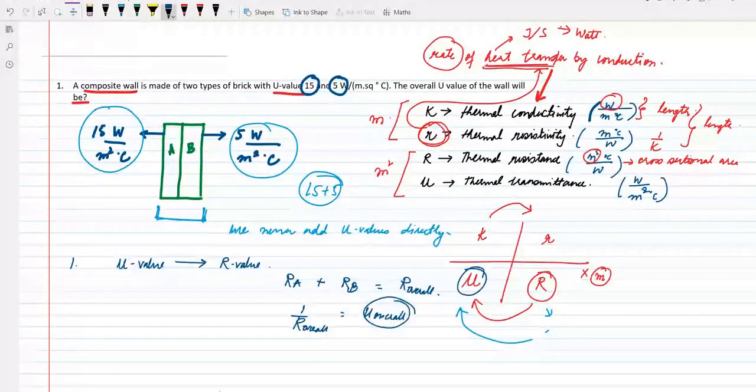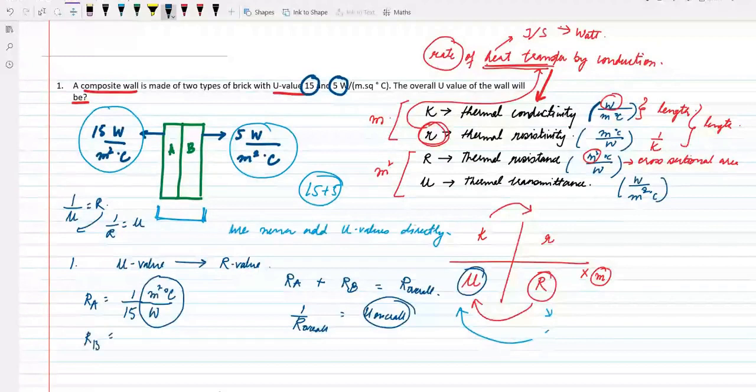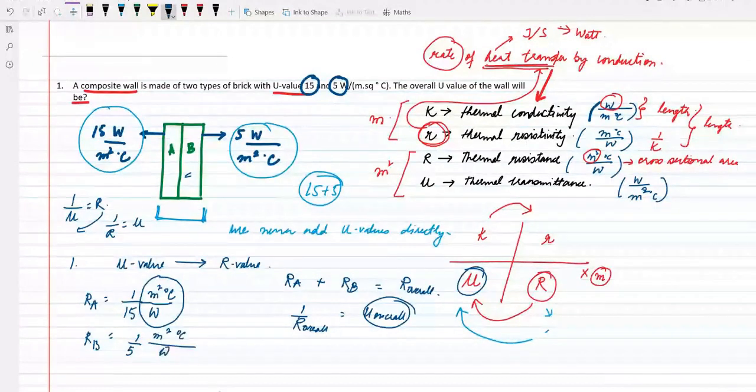Fine. So we'll start. R A would be what? 1 by 50 watt per meter square degree Celsius. What I did was I reciprocated it. Fine. Because 1 by U equals R and hence vice versa. 1 by R equals U. Okay? R B would be what in this case? For material B, 1 by 5. Again, I reciprocated the units as well. Write the units very carefully. Okay? So hence, what do we get?